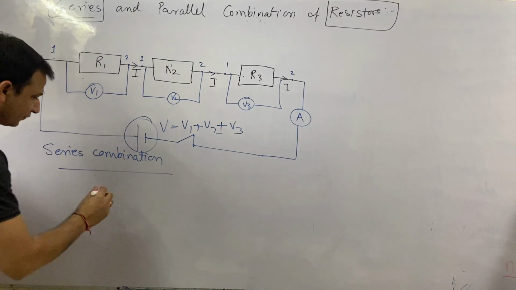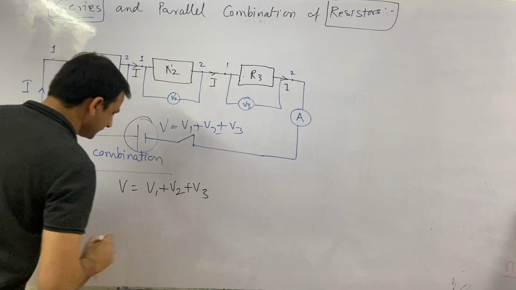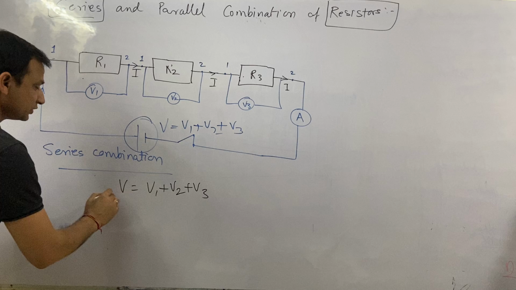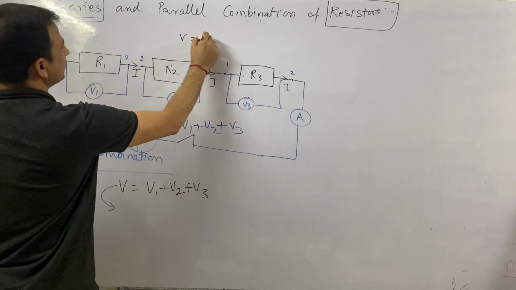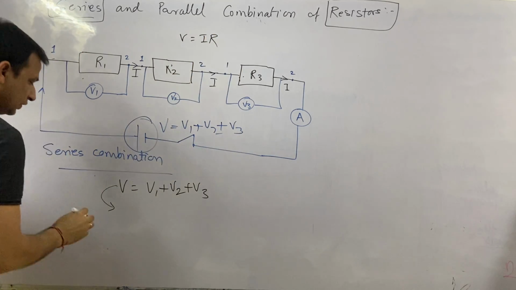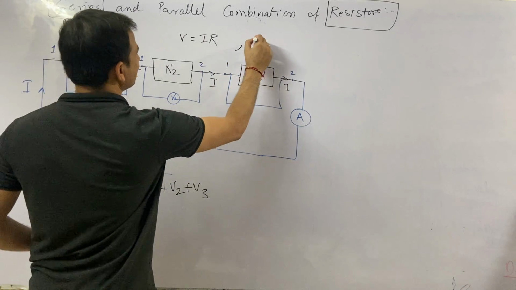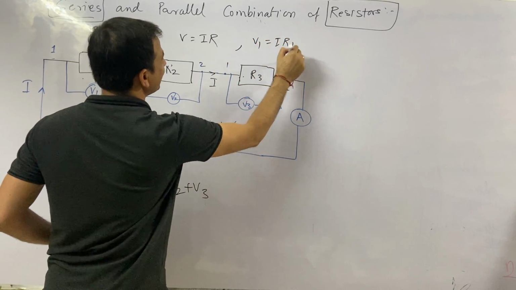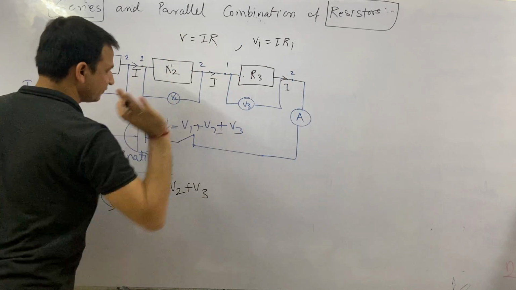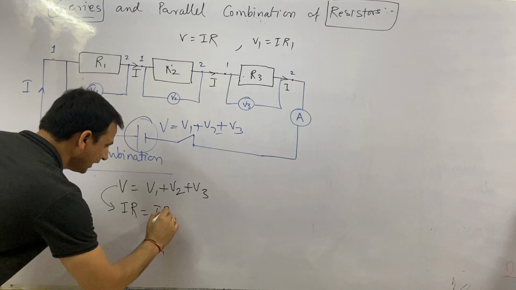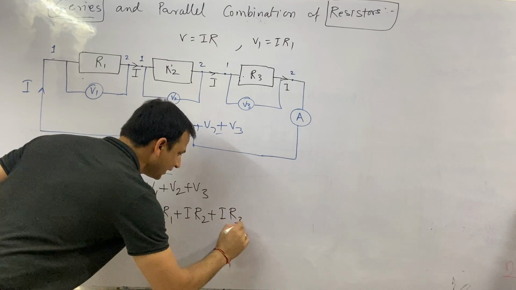So now if I write V is equal to V1 plus V2 plus V3, then I can write, by using Ohm's law. What is Ohm's law? V is equal to IR. So I can write IR is equal to, similarly, V1 is equal to IR1. Why am I always taking I? Because current is the same everywhere. So I can write IR1 plus IR2 plus IR3.